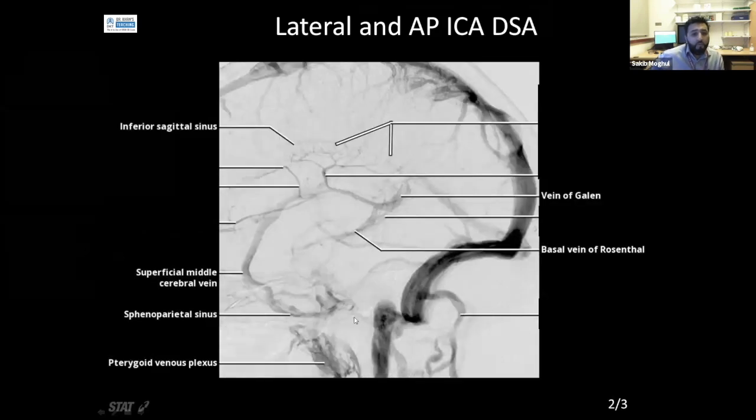A few further examples. Again, in this specific example, you can see part of the sphenoparietal sinus, not easily seen in most fluoroscopy studies, so I wouldn't necessarily focus too much on it. I think you're more likely to receive questions related to these major sinuses and internal cerebral veins.